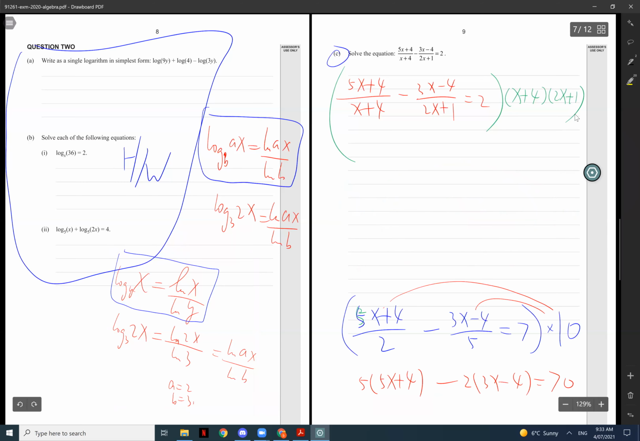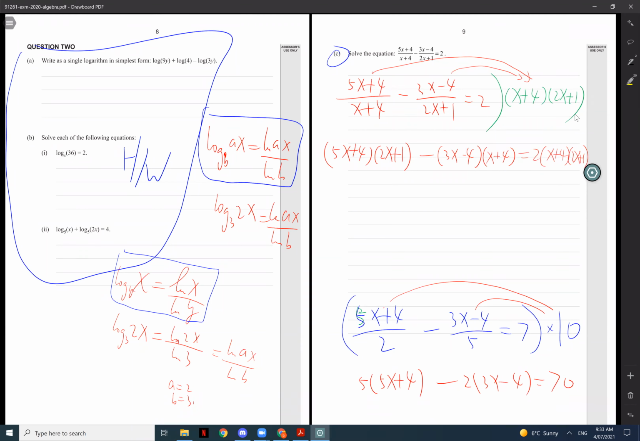Now here times here, x plus 4 got cancelled. Then 2x plus 1. The second one, 2x plus 1 got cancelled. You need the brackets on x plus 4. This question is very important for practicing algebra. 2 times this. And next step, we have a lot of expansion. Expand, rearrange, combine like terms.